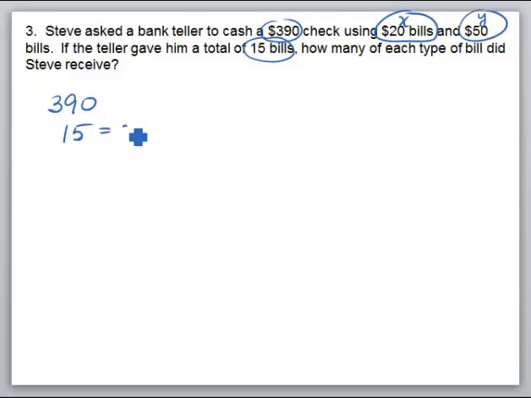So we are given so many $20 bills and a certain number of $50 bills. So we just have X plus Y. To get the $390, well, if you'd been given two $20 bills, that would be $40. So you're multiplying 20 times the number of bills you were given, plus the number of $50 bills you're given, you'd be multiplying that times 50.